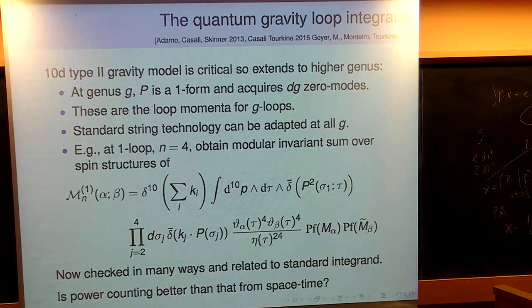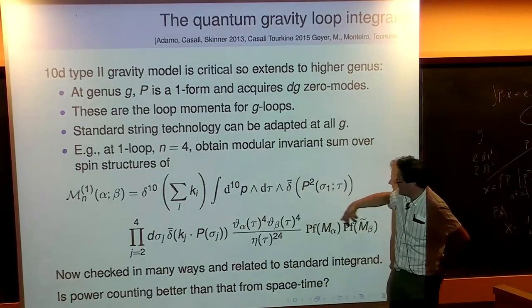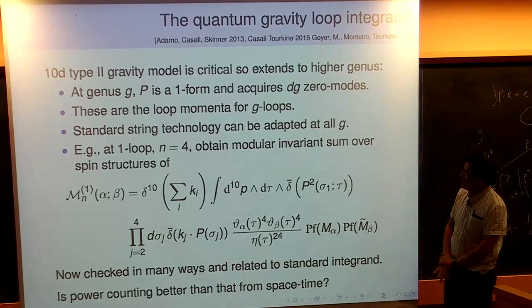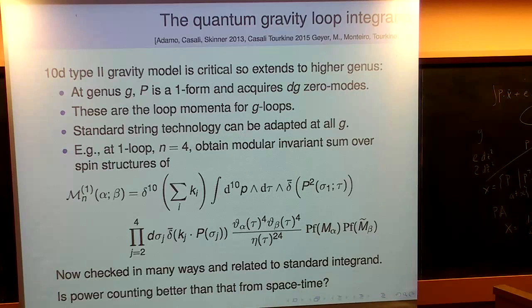There are some nice cancellations in this formula at n equals 4. All this stuff ends up going out, and just an exterior factor. It's checked at four particles. I don't know whether my colleagues have yet done this at 5 points. In 10 dimensions. So anyway, we do believe that this will work.